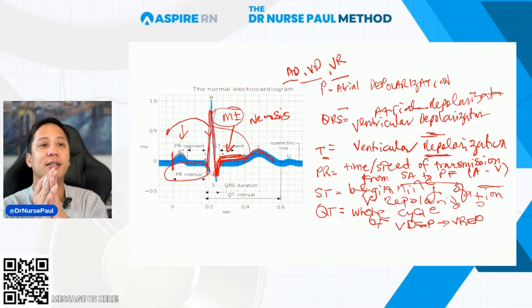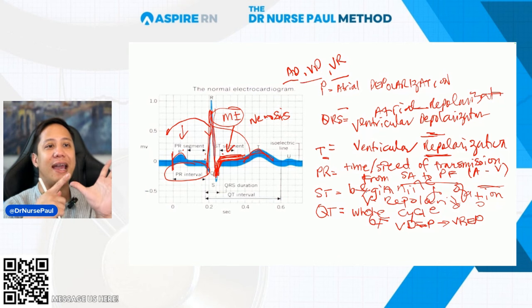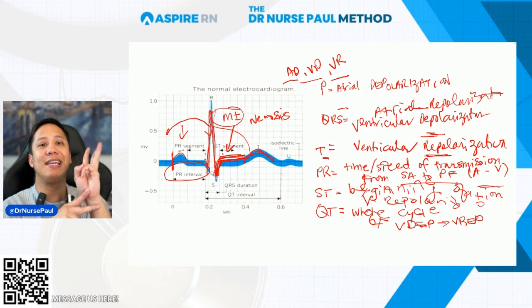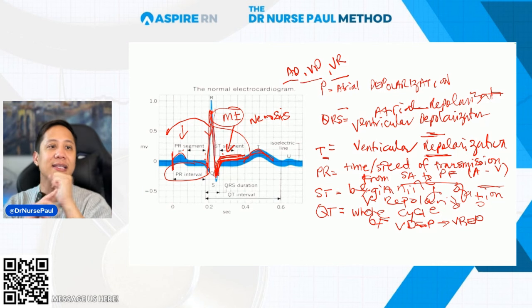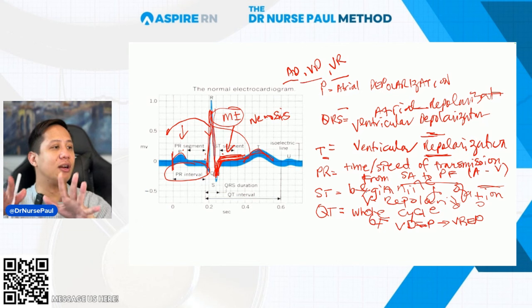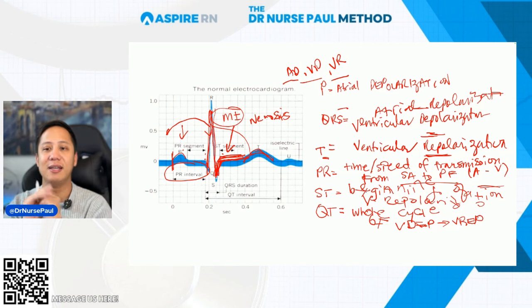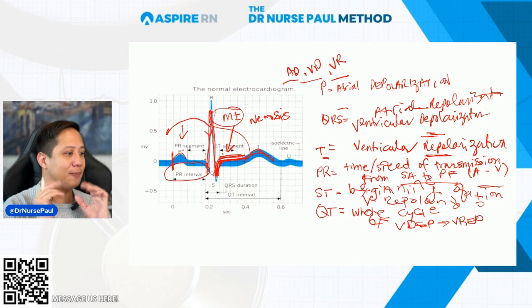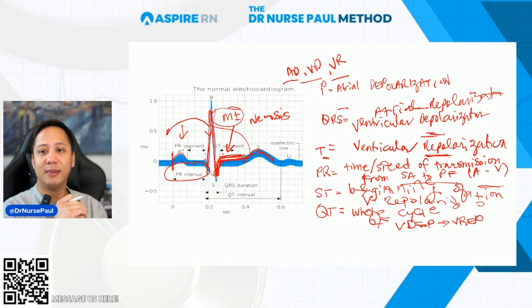Okay, let's review what's on the screen. You tell me if this is P, QRS, T, PR, ST, or QT. You guys ready? Which one is the speed of transmission from the SA node to the Purkinje fibers? Anyone? Where are my live stream people? PR. Very good.